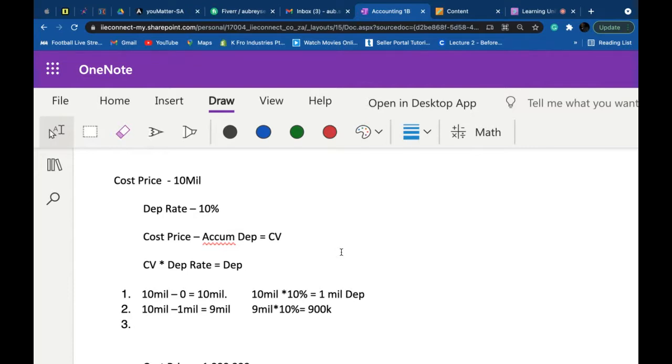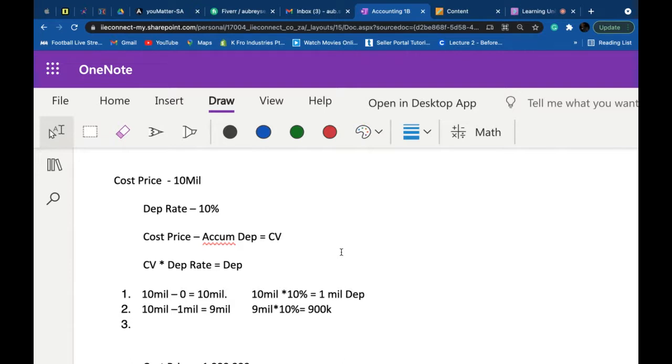Cool, no problem. In year one, we didn't have any depreciation, because we've just bought the asset. Does that make sense? So there's no accumulated depreciation. So we're saying 10 million minus 0, accumulated because there's nothing, gives us 10 million. Then 10 million times the depreciation rate of 10% gives you 1 million. So our depreciation for year one is that 1 million. Okay, we're all still together.